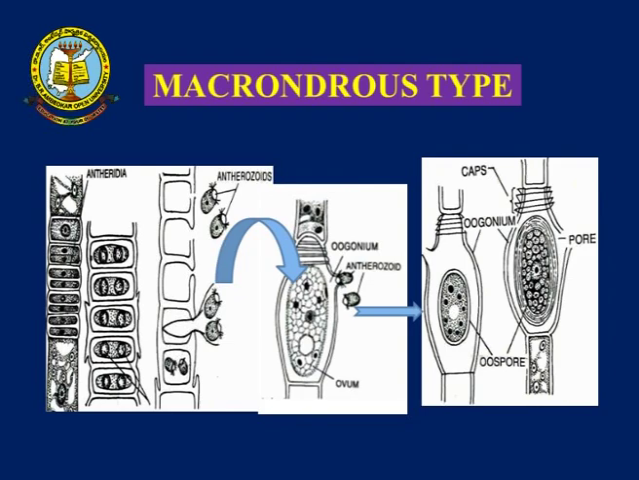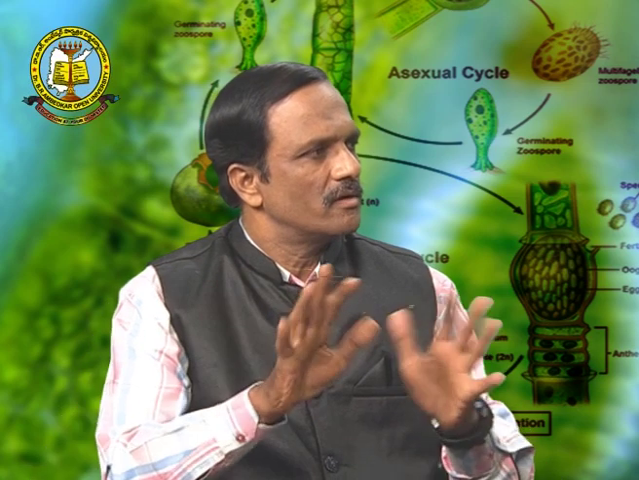In Oedogonium, there are two types of species. One is Macrandrous, the second is Nannandrous. So what is the difference between Macrandrous and Nannandrous? How can we recognize them? We discussed the Macrandrous type. In Macrandrous, the male gametes are formed directly. But in Nannandrous, the male gametes are formed indirectly on a specialized branch, called the dwarf branch.